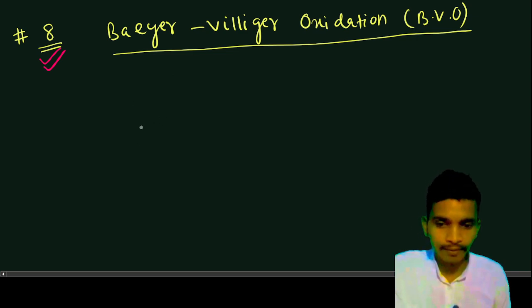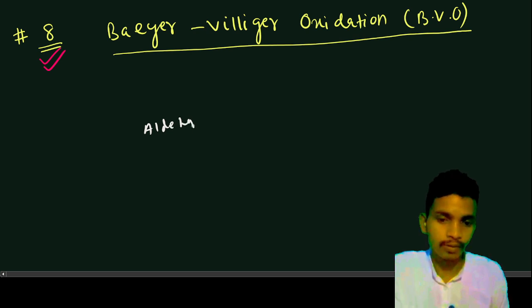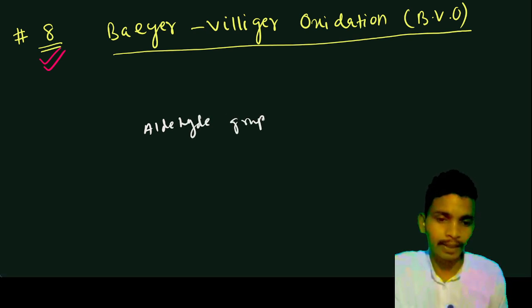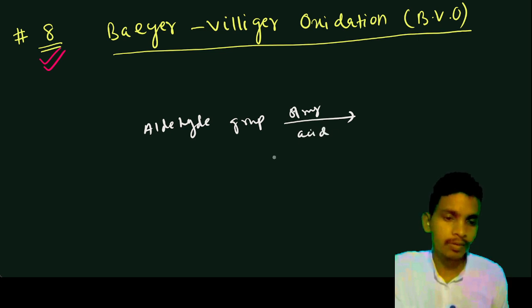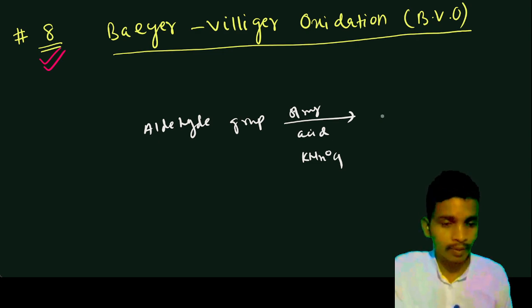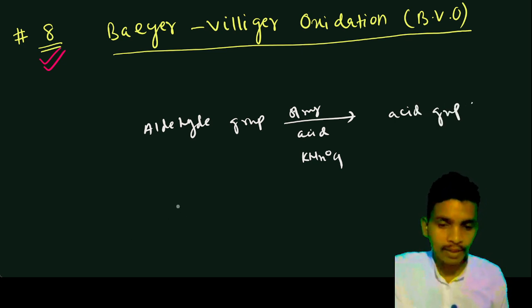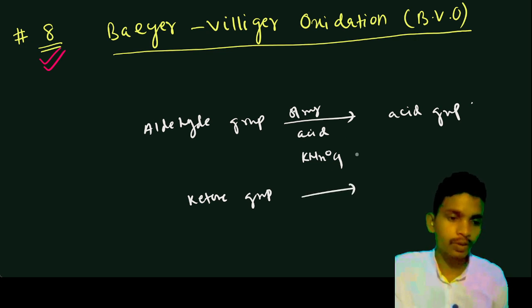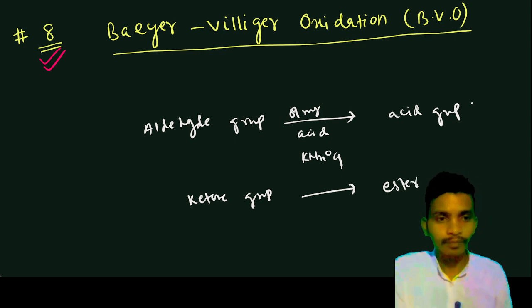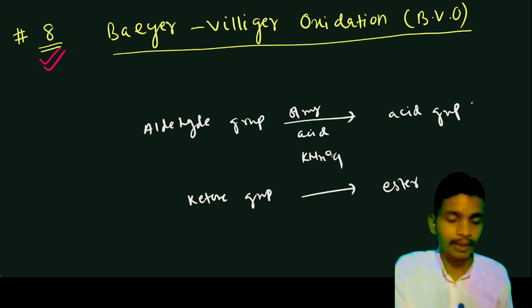We have seen that if we have an aldehyde group, and if you have a strong oxidizing reagent like KMnO4, then we will directly get the acid group. But if you ask somebody to convert a ketone group into an ester, it is very difficult, and it will take a lot of time.